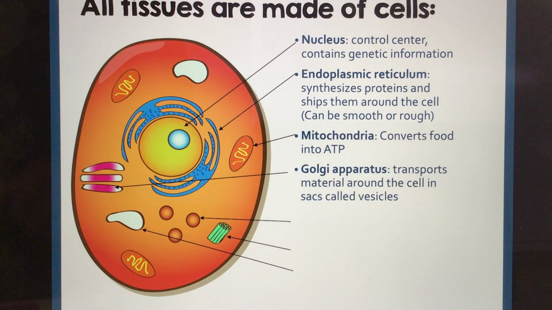The Golgi apparatus transports the material around the cell in sacs called vesicles. There's a little apparatus responsible for transporting different materials.